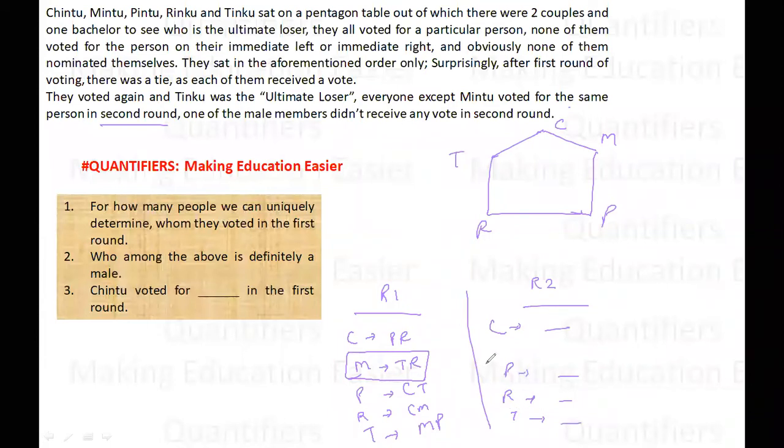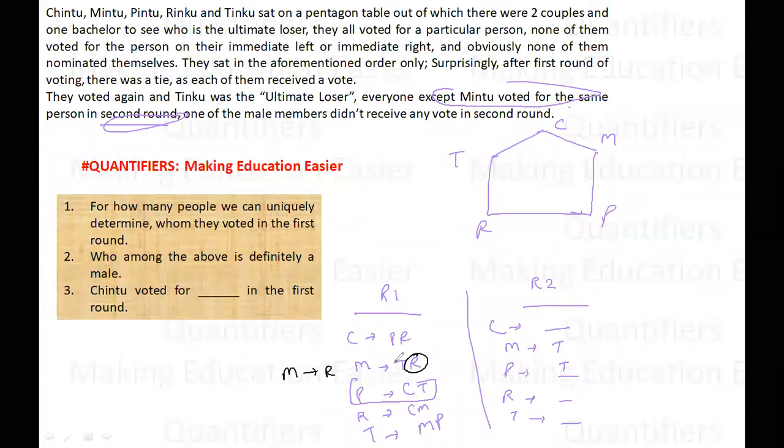Now T is being declared the ultimate loser, means T would have received 2 votes. Since T would have received 2 votes, which 2 people can vote for T? Actually, there are only 2 people. So M also voted for T and P also voted for T. This is what we can conclude. I also know that everyone except Mintu voted for the same person in the second round, means Mintu voted for someone different. In the second round, Mintu changed his vote. Since Mintu is changing his vote to T in the second round, this implies that in the first round, Mintu must have voted for R. So I can conclude that Mintu must have voted for R in the first round.